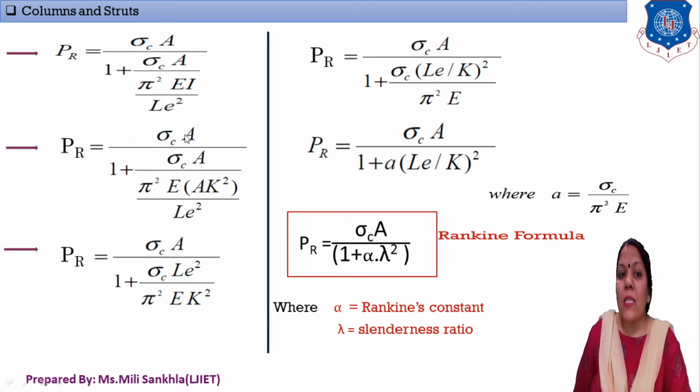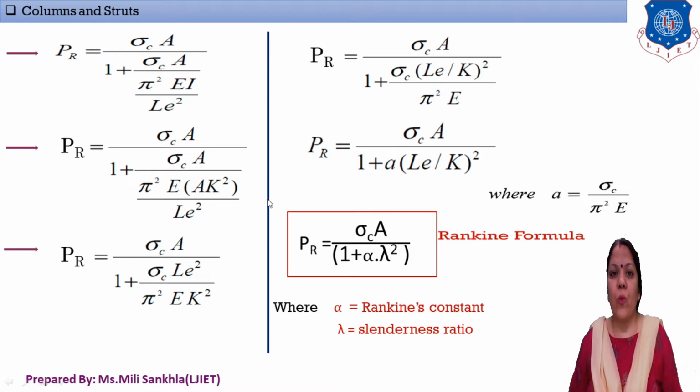Now PR is equal to sigma C A divided by 1 plus sigma C A as it is, over the Euler term with I. I will explain the term radius of gyration. Radius of gyration K is equal to the square root of I by A. If I make I the subject, then I is equal to A K square. Here I put the value of I in terms of radius of gyration, that is A K square, and divide by LE square. Now PR is equal to sigma C A divided by 1 plus sigma C LE square, with pi square E A K square reversed, and A cancels, so the remaining term is pi square E K square.